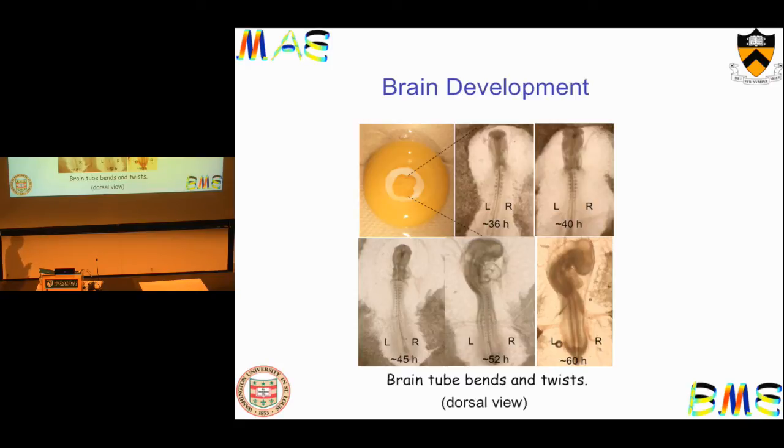After about 36 hours of incubation, you can see that the brain tube is relatively straight, and later it starts to subdivide into forebrain, midbrain, and hindbrain, and then it starts to expand and bend. It bends ventrally, and then it starts to twist. It basically turns 90 degrees such that the left side of it lies on the yolk.